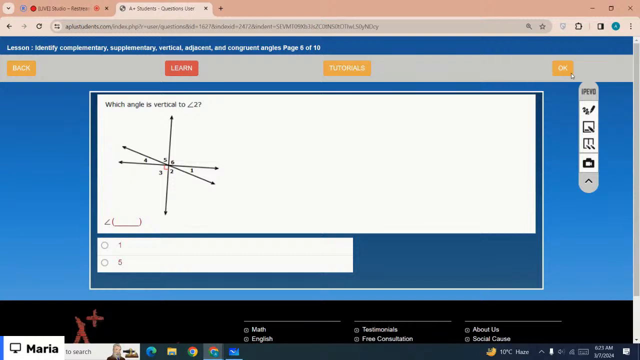Angle 2, the vertical angle to angle 2 is angle 5. The correct option is angle 5.